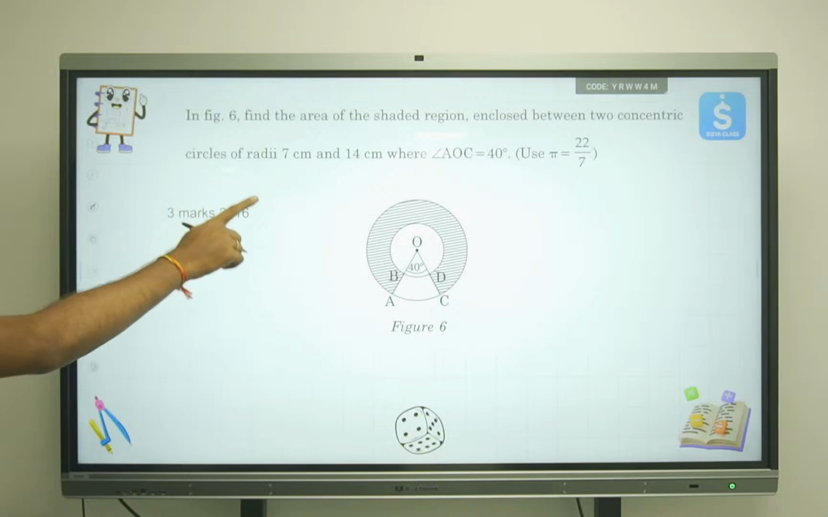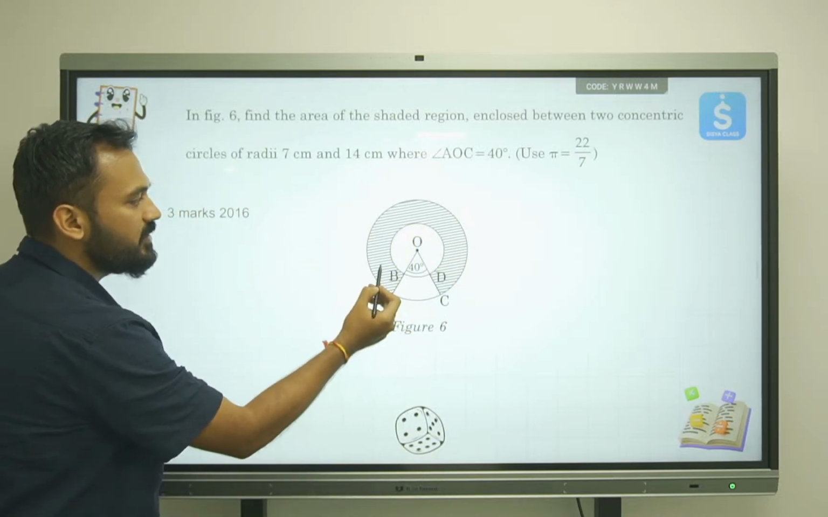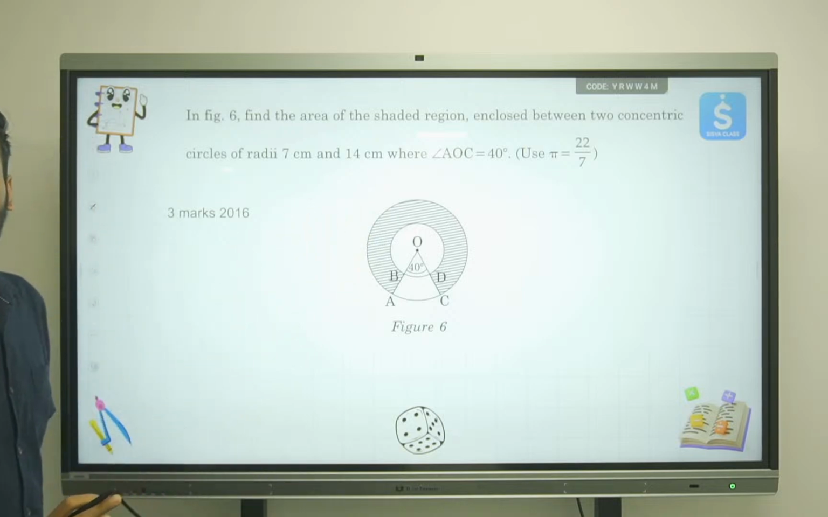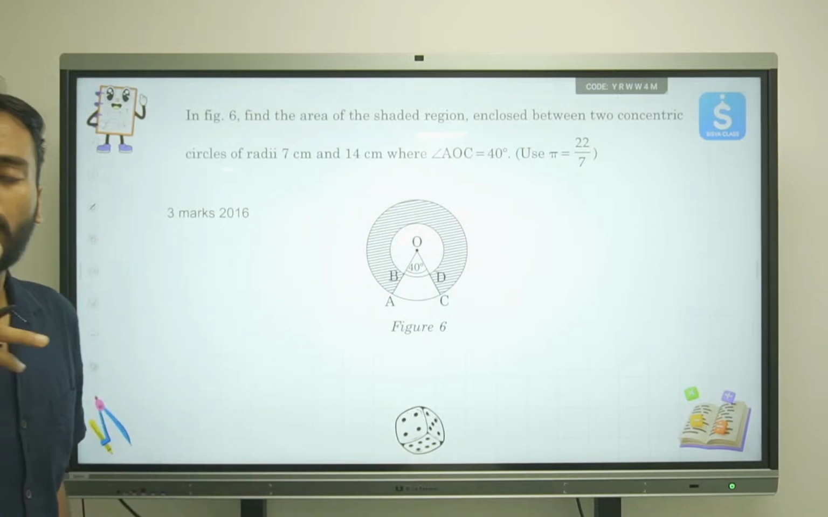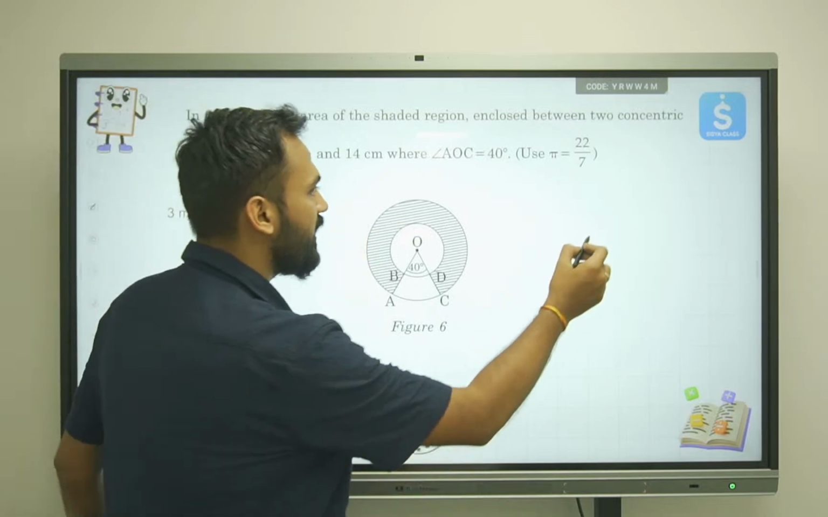So in this figure, we need to find out the area of this shaded region. This shaded region, everyone can see this, only this much area we need to find out. So for this, we need to find out two areas first. First, it will be very easy for us to find out this area. You all agree with me?